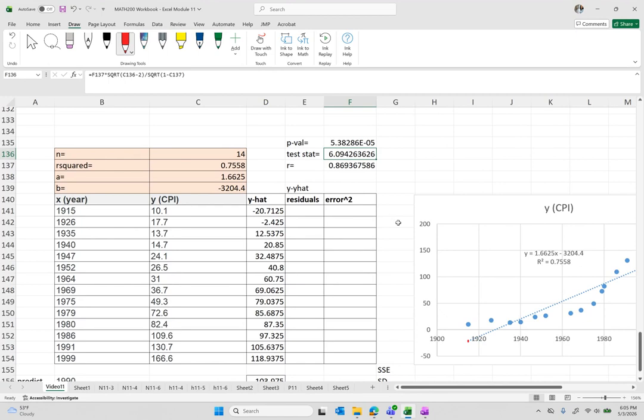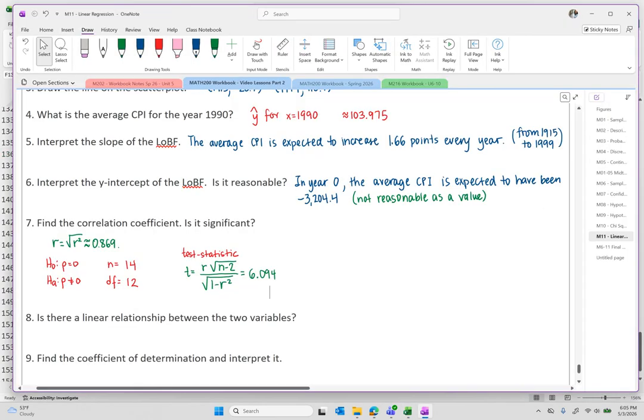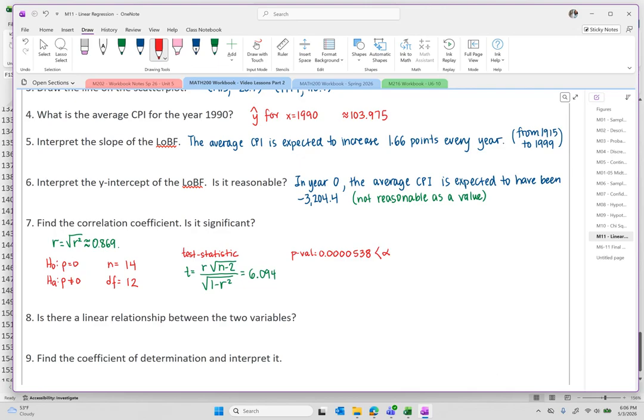So the p-value is 0.0000538. So 1, 2, 3, 4 zeros and then 538. This is very small. Assuming that we have, let's say, a 1% level of significance or even a 5% level of significance, then this p-value is less than that alpha, and therefore we do have an R that is significant.